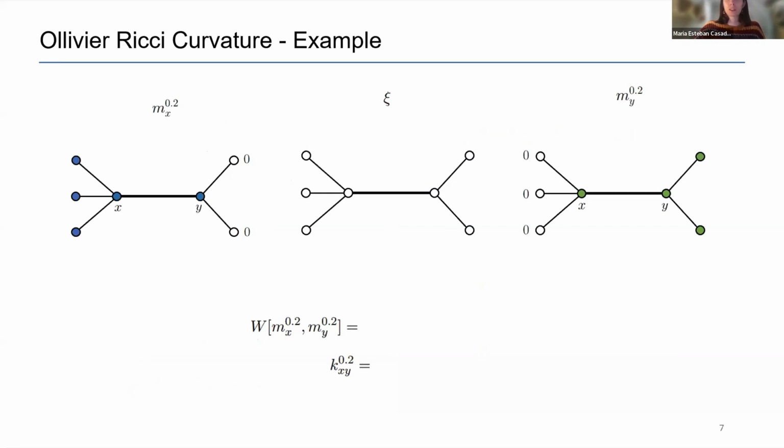So just to give you a quick example of how this will be computed in practice, if we want to compute the curvature of this edge x and y, setting alpha equals 0.2, we first define the mass distribution around x.